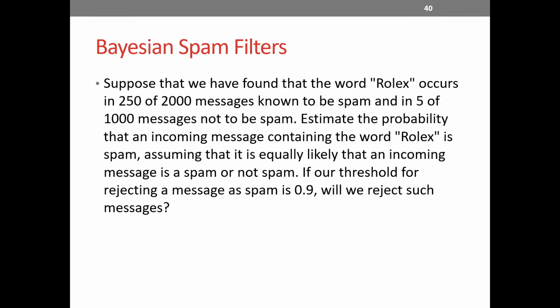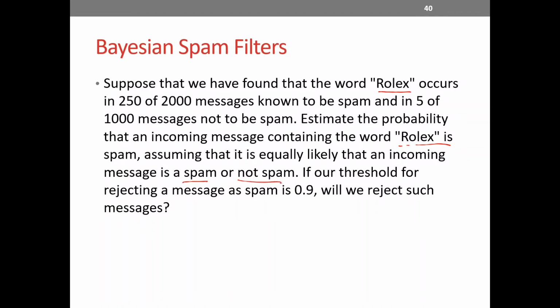One final example, Bayesian spam filters, which is actually used in a lot of spam filter applications. Suppose that we find the word Rolex occurs in 250 of some 2000 messages known to be spam, and in 5 of 1000 messages known not to be spam. It's similar to that disease test if you think about it. Now estimate the probability that an incoming message containing the word Rolex is spam, assuming that it's equally likely that an incoming message is spam or not spam.